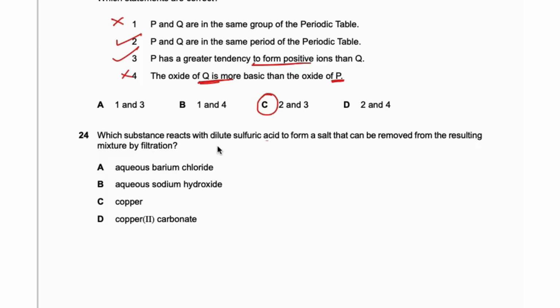Which substance reacts with dilute sulfuric acid to form salt that can be removed from the resulting mixture by filtration? So salt formed must be insoluble. Aqueous barium chloride reacts with dilute sulfuric acid. It will form barium sulfate. Barium chloride and dilute sulfuric acid are soluble. The salt formed will be BaSO4, barium sulfate, which forms white precipitate. It is insoluble. So the right answer is A.